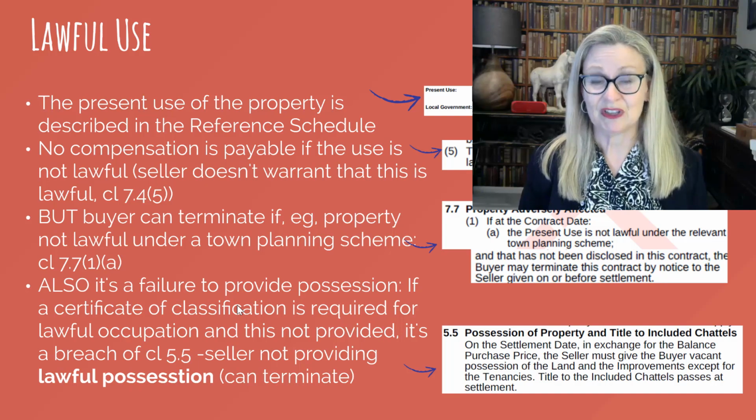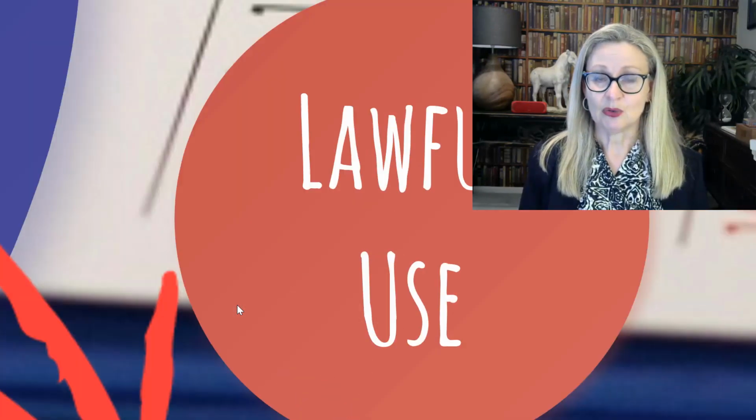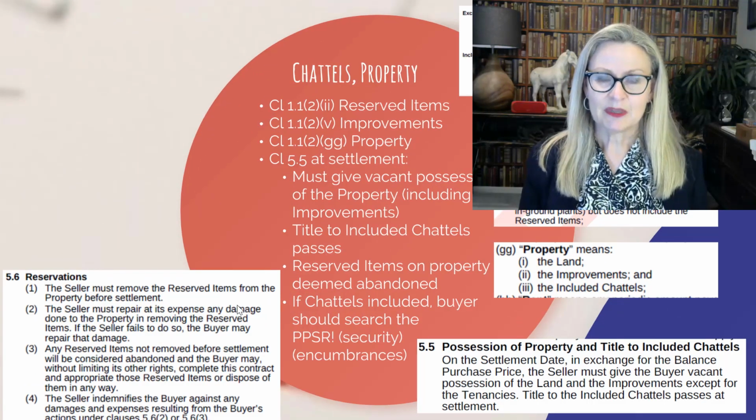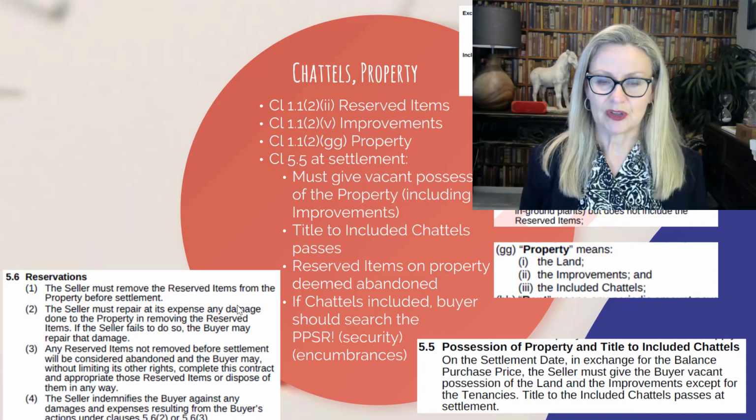That should be possession, and the buyer can terminate. So that is how lawful use ties into possession. Lastly, we need to cover off the issue of chattels and property and when title passes in terms of possession.